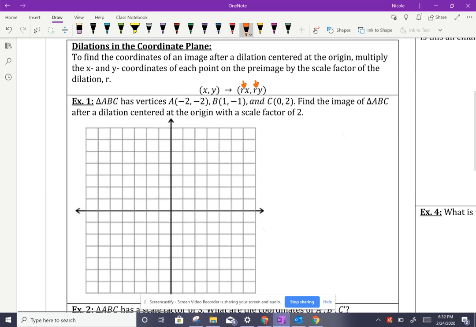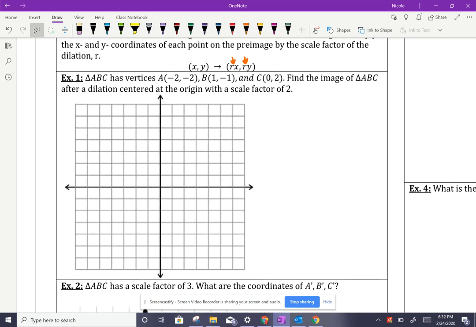So let's just start this off. Let's look at our first example. We have triangle ABC, vertices at -2, -2. So here's my A. I have B at 1, -1, and C at 0, 2. So here's my starting triangle. So now I am going to dilate it with a scale factor of 2.